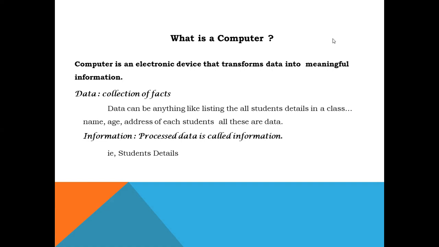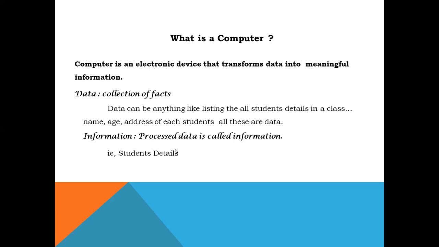Data can be anything, like listing all the students' details in a class. You have name, age, address of each student. These name, age, address are the data. It can be transformed into meaningful information. Then, what is information? The processed data is called information. The result or the output is called information, that is students' details.